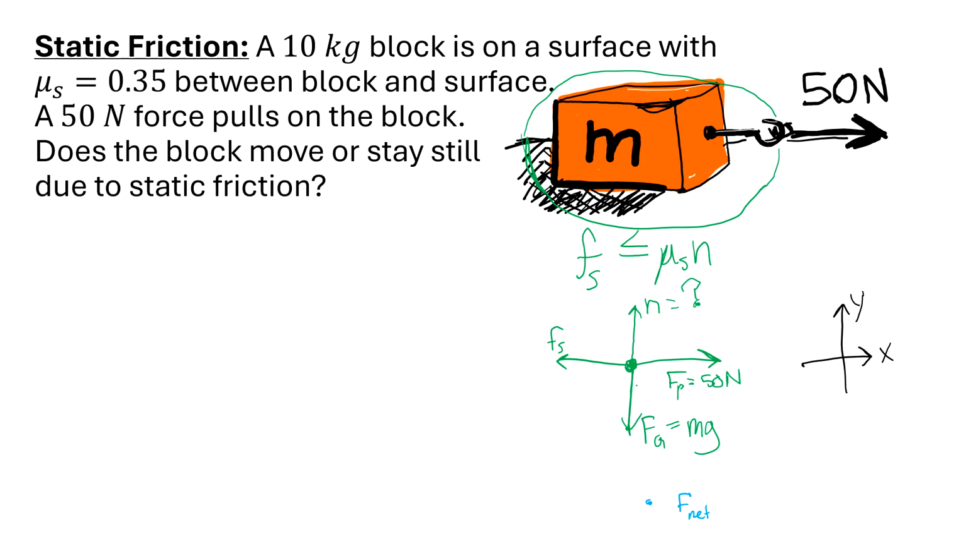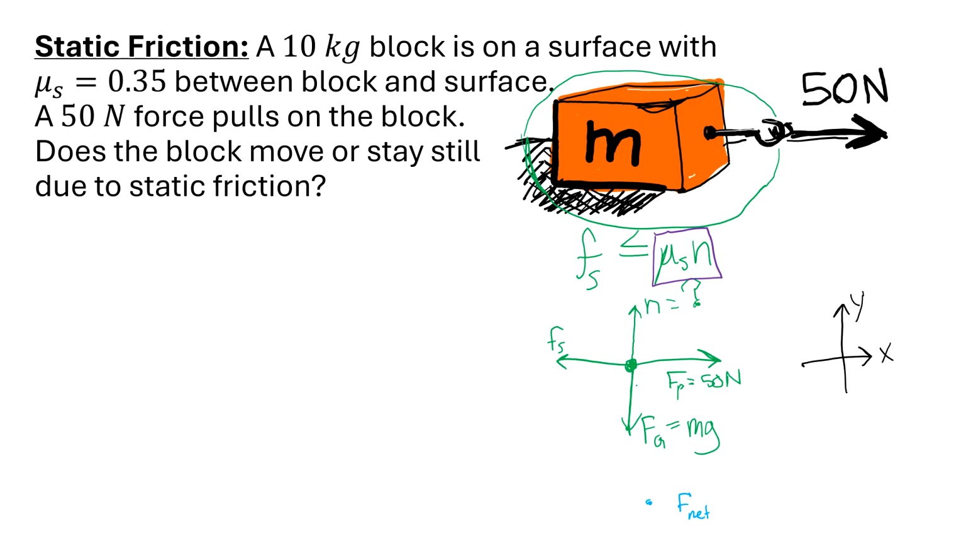And so what we need to find out is whether this friction force is going to be able to match that 50 Newton force, or is it going to be too weak? The way to find out is we have to find out what this mu s n is and see if that is bigger than or equal to 50. And if it is, then our static friction force is going to be equal to 50. It's going to match that 50 Newton force.